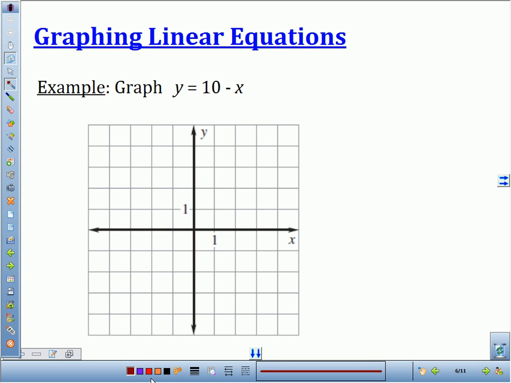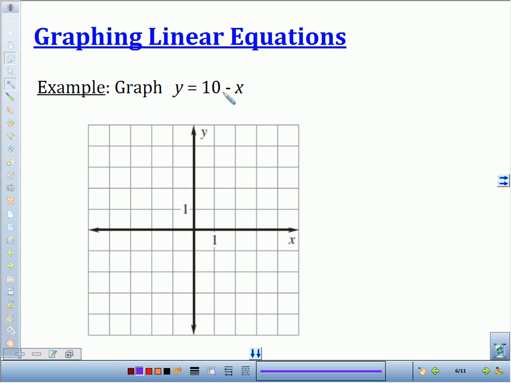This example is slightly different. We have y equals 10 minus x. Now, the first thing you might notice about this is that this is not in y equals mx plus b form. In fact, usually, if we're given something like this, they want us to jumble it up.